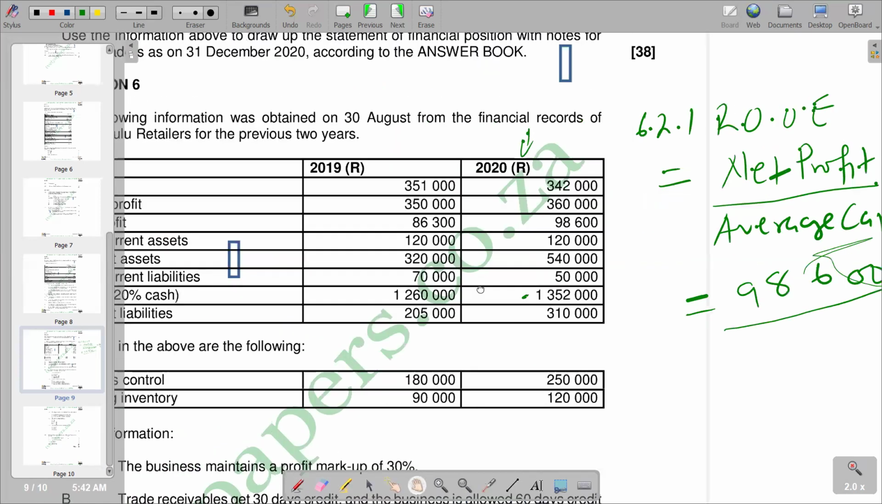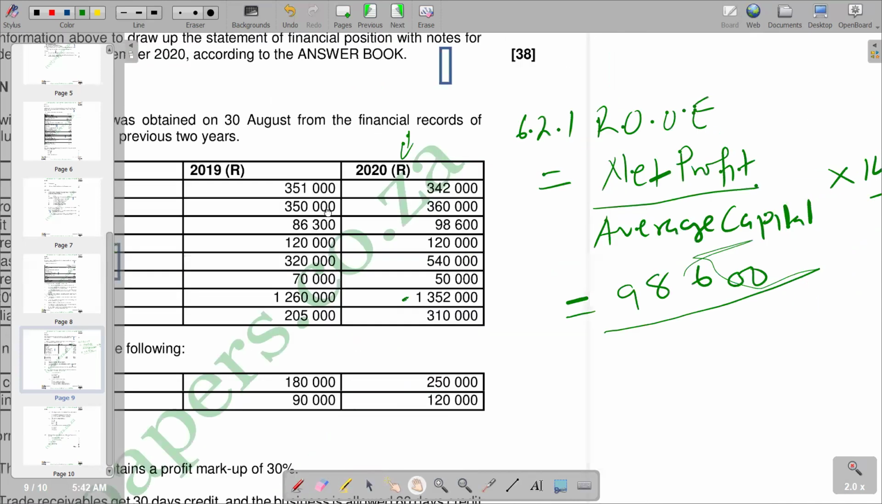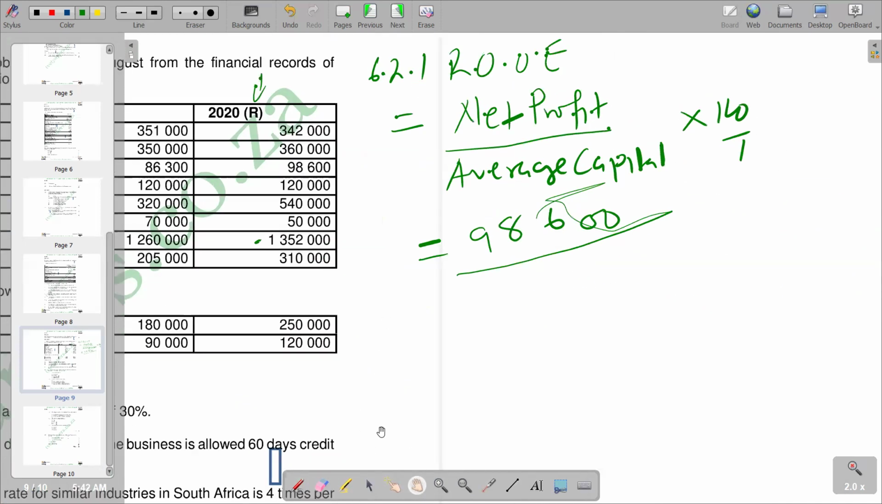Average capital, obviously, we are saying the capital of the current period plus capital of the previous period, then we divide by 2 to get the average. So we are saying 342,000 plus 351,000, then we divide by 2. So we just come here and do that, 351,000, and then we add our 342,000. The total answer we divide by 2 still. So we can just say half, then we get the average.